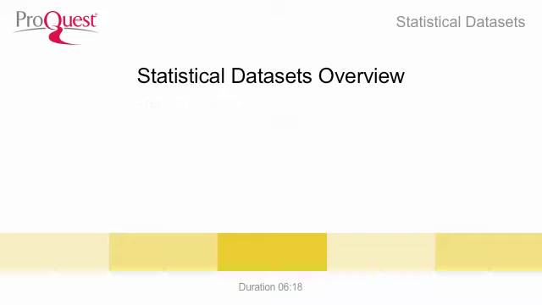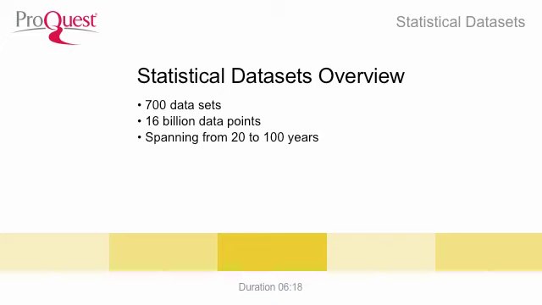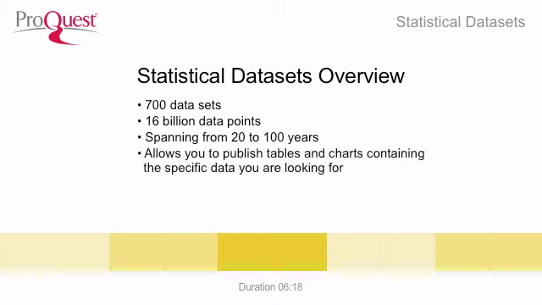This product aggregates approximately 700 commercially licensed data sets and public domain data sets, providing more than 16 billion data points. The data series can span from 20 to 100 years, but most importantly, this allows you to become the publisher of tables and charts containing the specific data that you are looking for. Simply put, ProQuest Statistical Datasets is a visual discovery tool to show the data that student and faculty members want to include in their research. Its capabilities range from quick answers to deep analysis.